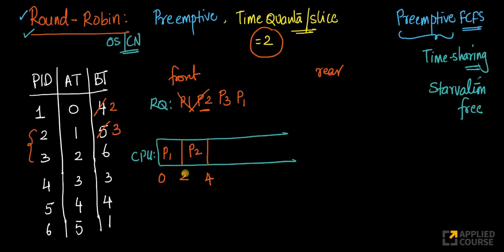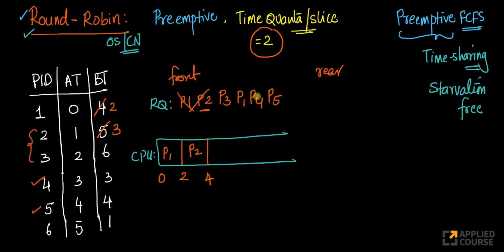While P2 is running for these 2 seconds, what happened? P4 got added to the queue. P5 also got added to the queue. Look at this, while P2 was running on the CPU, P4 and P5 got added. This is very important, because their arrival times are 3 and 4 respectively.